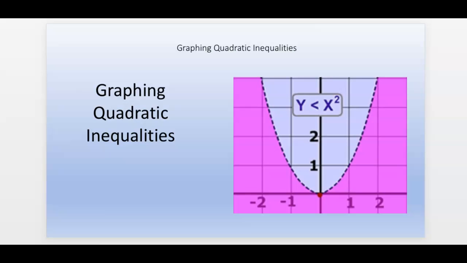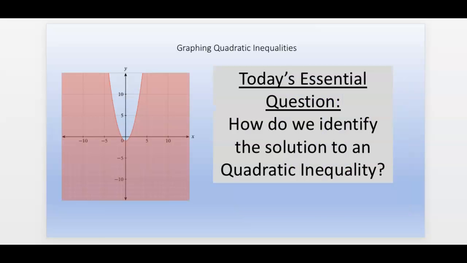Today we're just going to graph quadratic inequalities. We've graphed quadratics before, and we've graphed inequalities, and they're very similar to what we just got done doing with absolute value functions. But now we're looking at inequalities. Today's essential question: how do we identify the solution to a quadratic inequality?